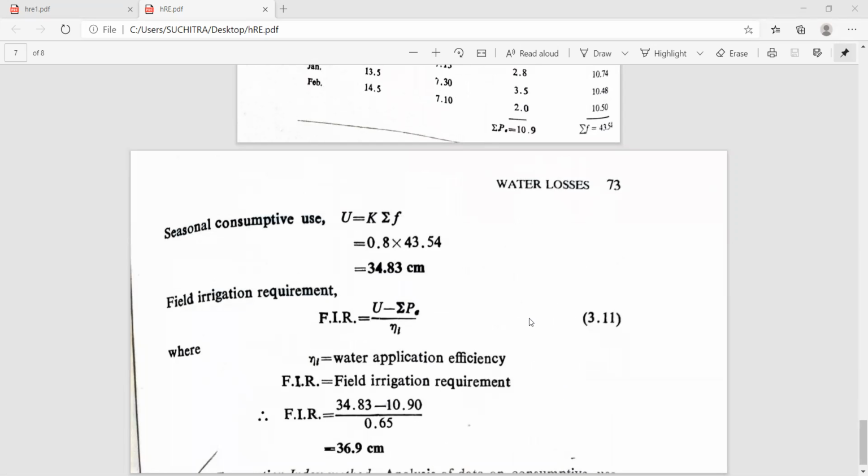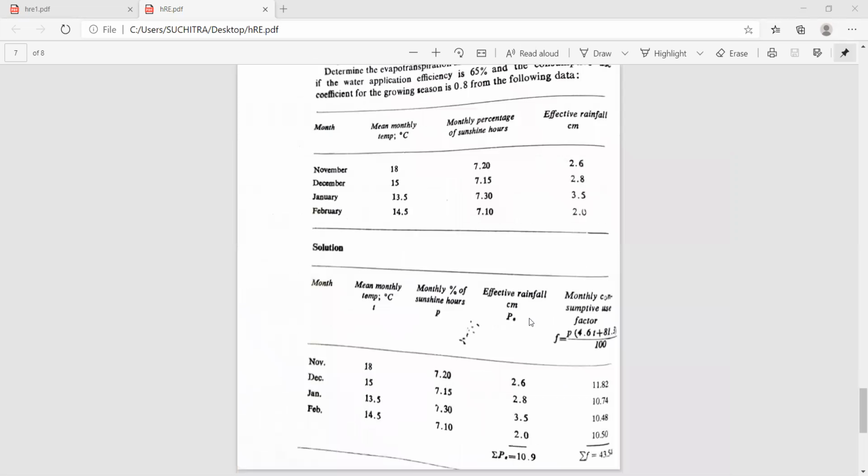So this is the problem which has been solved by using the Blaney-Criddle method. These types of problems you will have in the examination. Now, next we shall discuss a problem on infiltration.